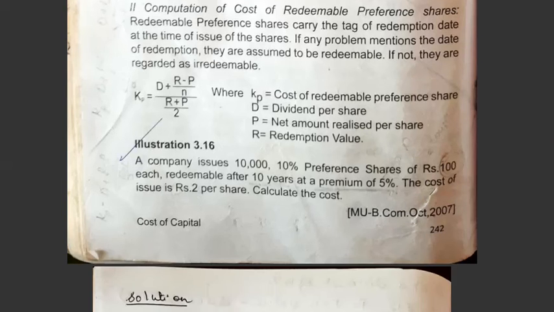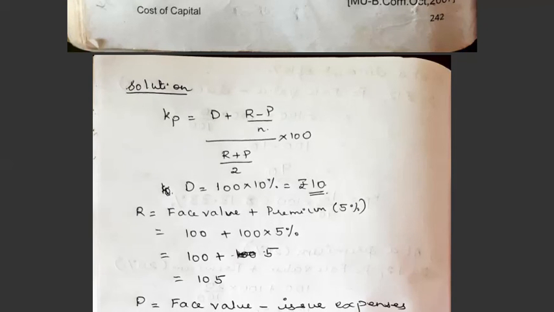So now the formula to calculate redeemable preference shares is Kp is equal to D plus R minus P divided by N, the whole divided by R plus P divided by 2, into 100. This is the formula to calculate cost of preference shares. Now D refers to dividend per share, which is nothing but the face value into 10% dividend rate. So D is equal to 100 into 10%, rupees 10.